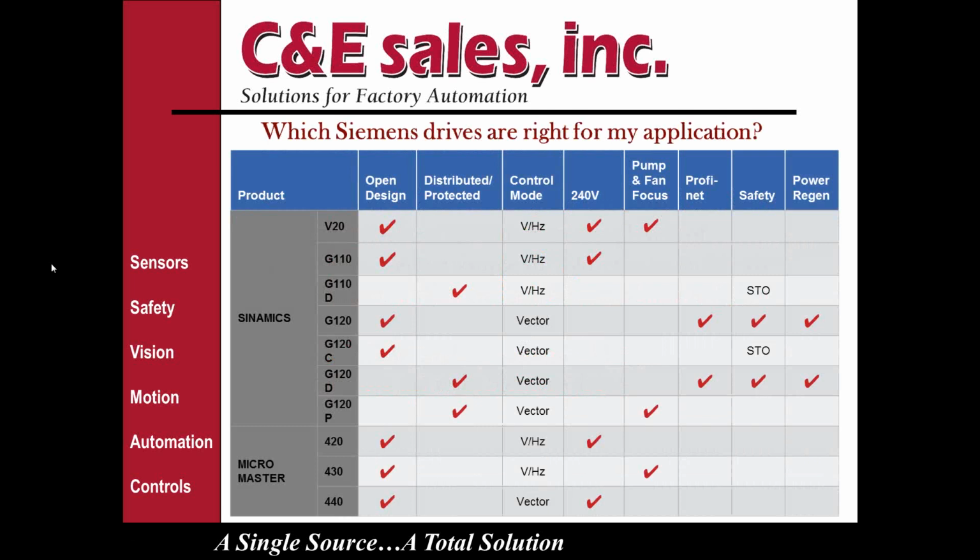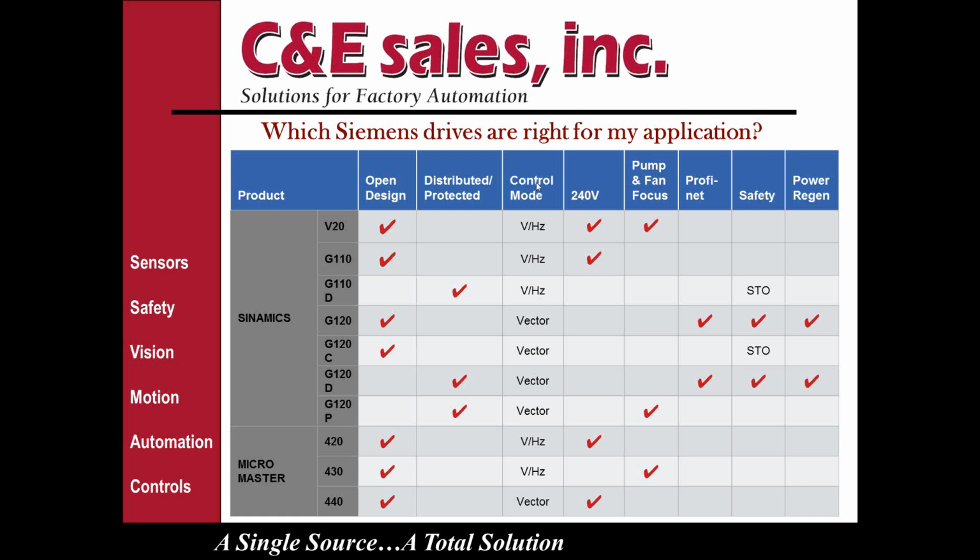As you can see from the list, there's a very broad selection of drive options down here, and across the top are some of the features that we have. We'll go into the topics at the top. Open design is what's called a chassis design. That's a module or a drive that's intended to be put inside an enclosure. The distributed products, and we'll see later cabinet products, come ready to be mounted on the wall, ready to be hooked up, used for your applications.